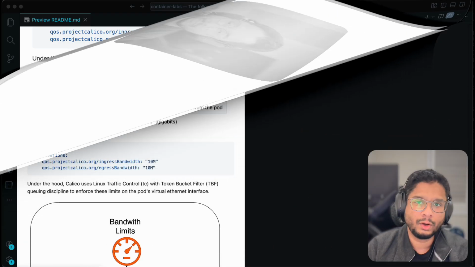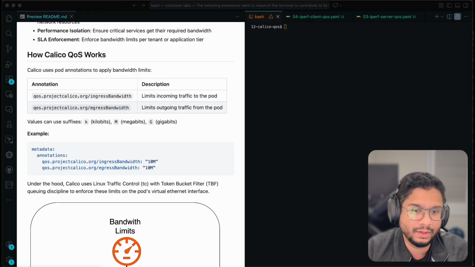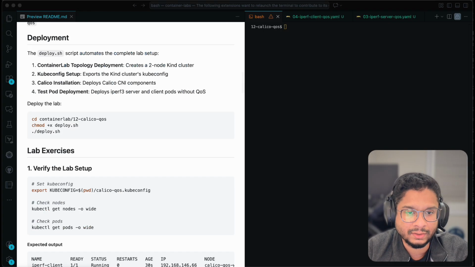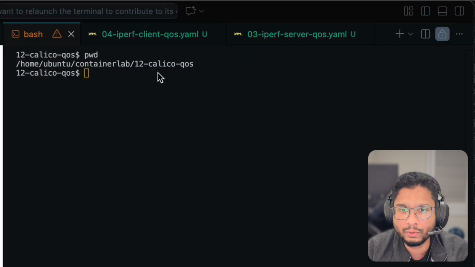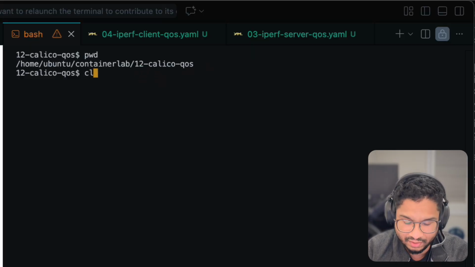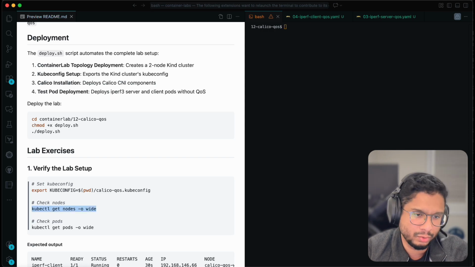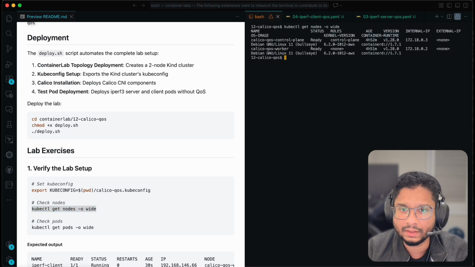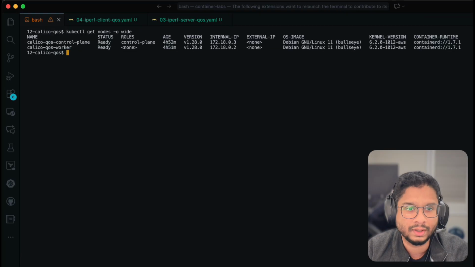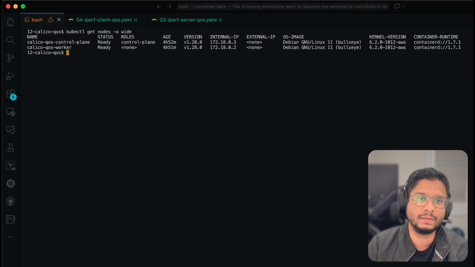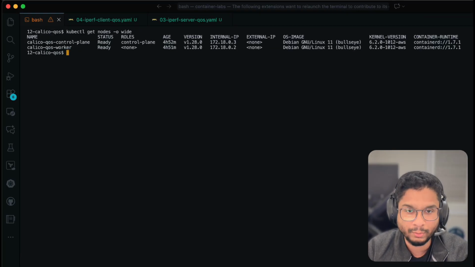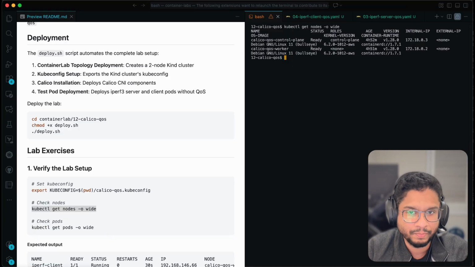Let's get started. All right, I have already gone ahead and provisioned the lab in my environment here, and you can find this lab in folder 12 in the Git repo, so folder 12-calico-QoS. And once you've run the deploy script and exported the kubeconfig file, you could do a simple kubectl get nodes to make sure the cluster is up and running. In this case, we have a simple 2-node cluster to demonstrate quality of service.